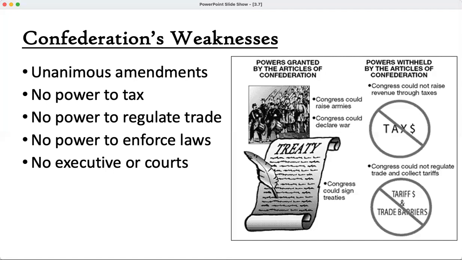Because you need a supermajority, 9 out of the 13 states, to pass a law, it means very few laws are passed because they can't agree on anything. There's no executive. Under our current system, the president is the executive. That means it is his job to execute the laws. And there's no judiciary. There's no federal courts. So there's no way to settle disputes among states. It's a mess. It's a mess.